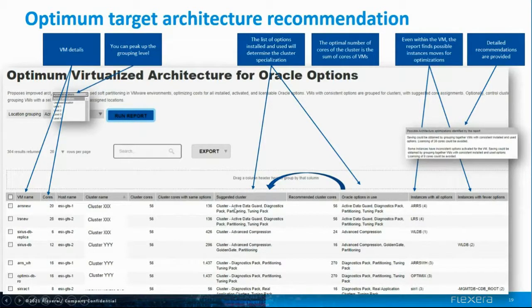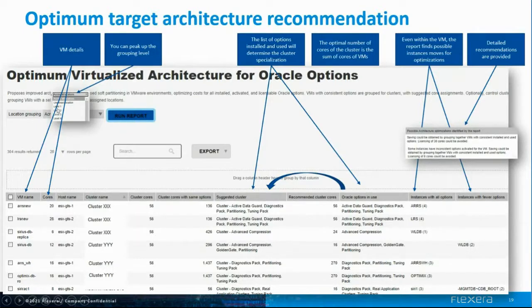If you put all the VMs which have, let's say, Active Data Guard, Diagnostic Pack, and Partitioning and Tuning Pack together, the report tells you, okay, if you filter on this cluster, you will see, let's say, 10 VMs which should be in this cluster. And it gives you, these VMs should have 56 cores, this cluster should have 56 cores, and would include this and this and this VM. So this is the sum of cores of the VMs. And these are the instances which are causing the consumption.